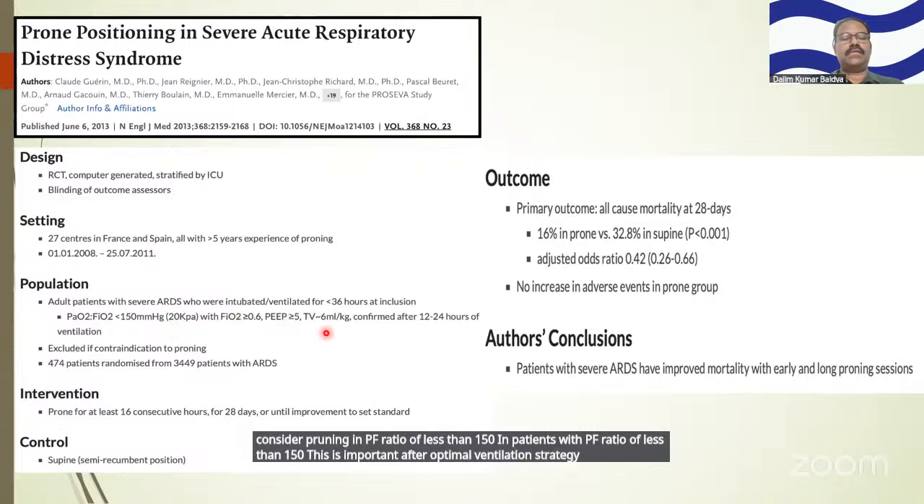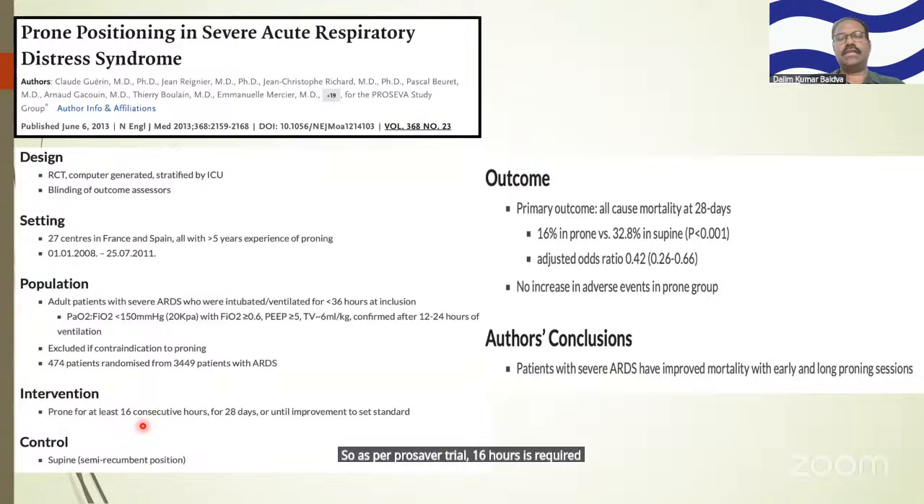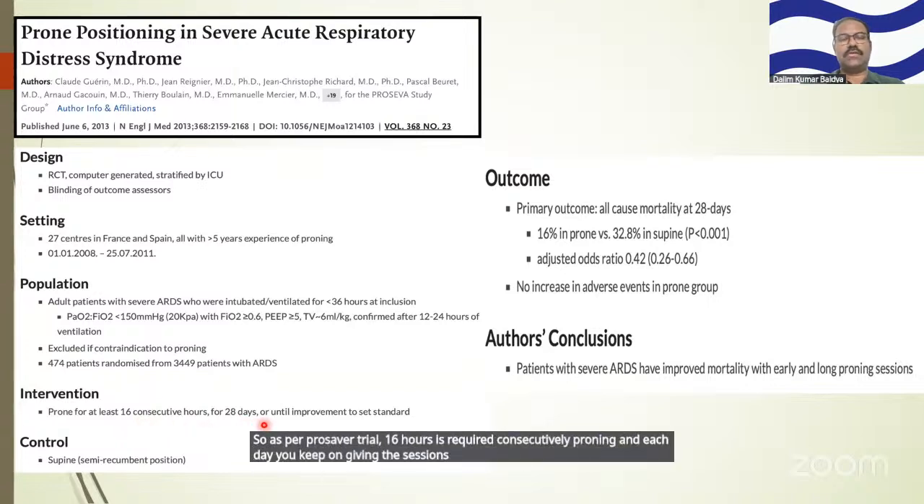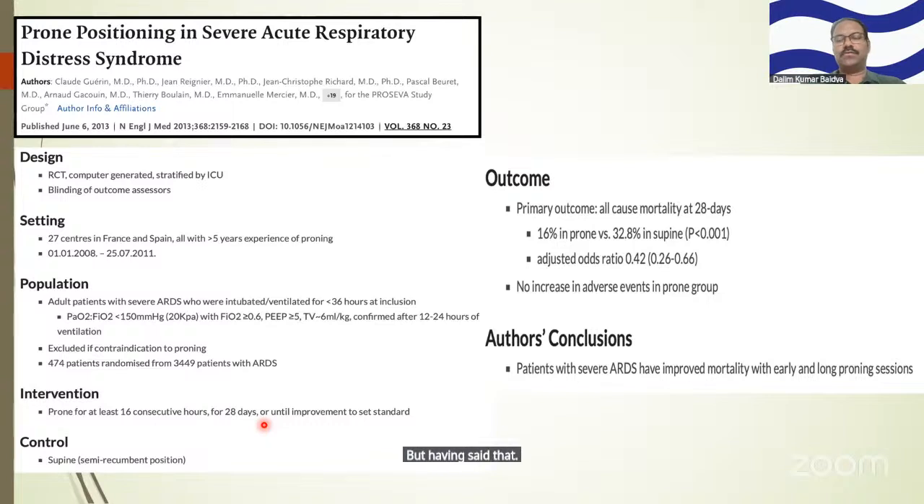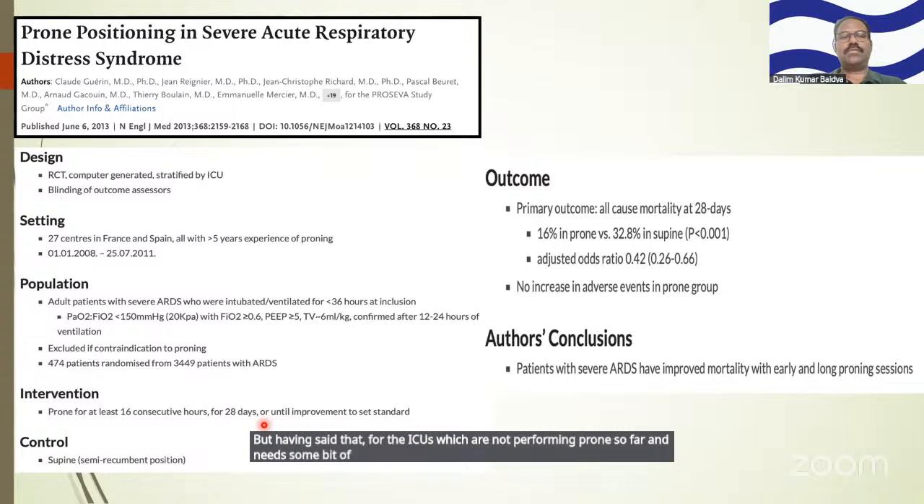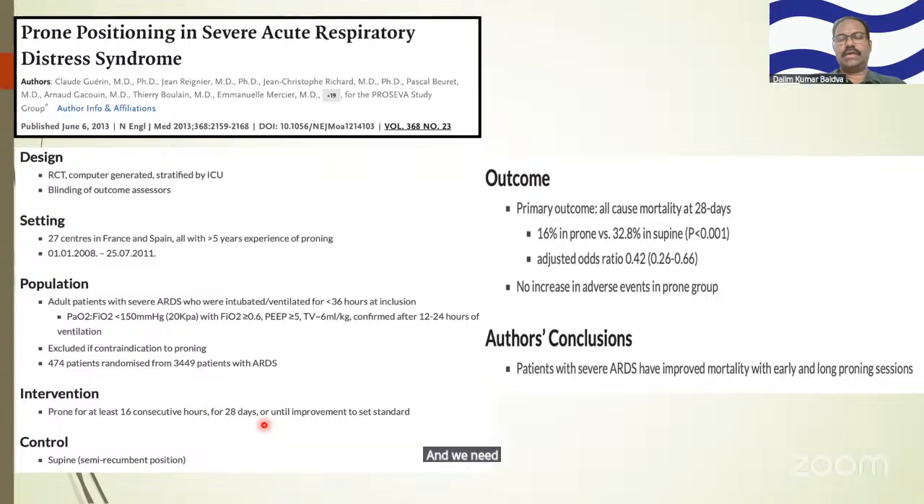Another important point to consider is that we try to prone them for at least 12 hours, preferably 16 hours at least in a day. As per the PROSEVA trial, 16 hours is required consecutively, and each day you keep on giving the sessions as long as the patient gets better. So the idea is to identify the prone responders quickly and continue with prone therapy. But having said that, ICUs which are not performing prone so far need some training and their own protocol for development of prone strategies. And we need to select our patients carefully.